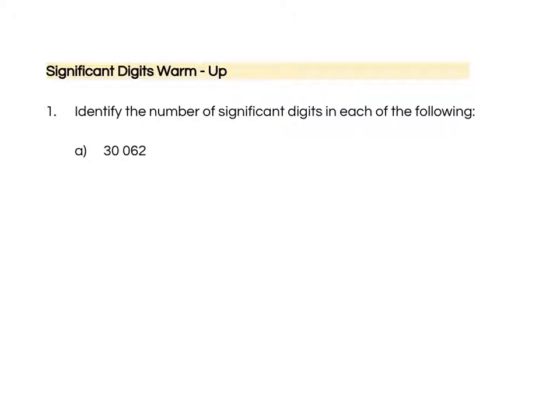So when I look at this question, I see that it has some zeros here. All non-zeros, of course, always count. But here I have some non-zeros and some zeros. So let me think. These zeros in the middle here are sandwiched, which means that they count. So when I look at this number, all of those digits are going to count. This number has 5 significant figures. All right, next question.